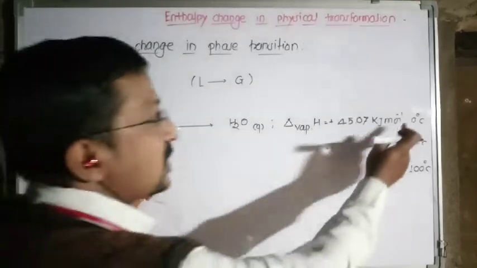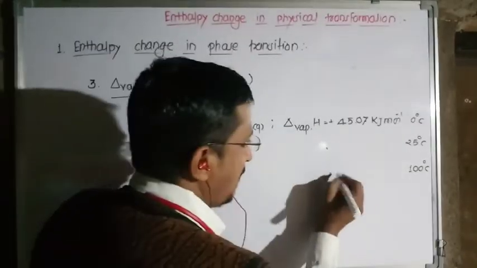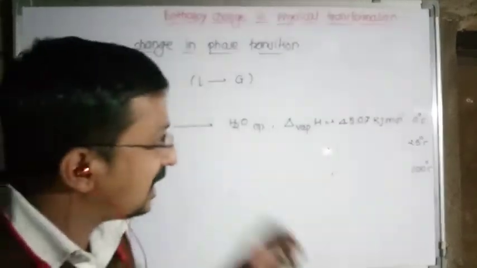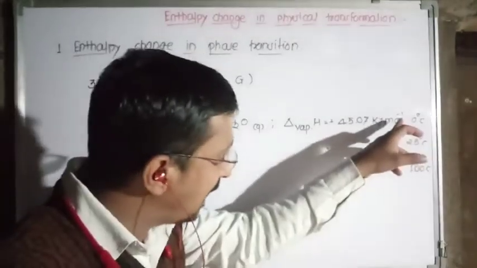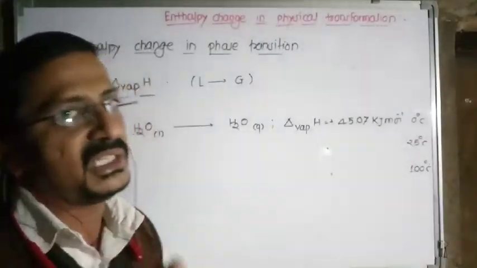Okay, at this constant temperature, 0 degrees Celsius, liquid water then converts into H2O gas. So if we just guess the values of enthalpy change at 25 degrees Celsius and 100 degrees Celsius, we don't know the exact values, but at least we have to know whether the trend either decreases with increase of temperature or increases with increase of temperature.